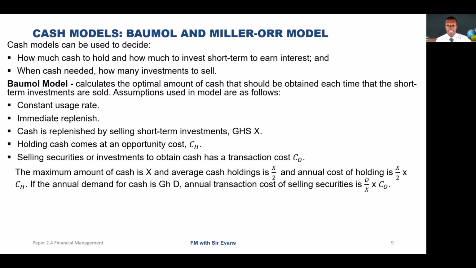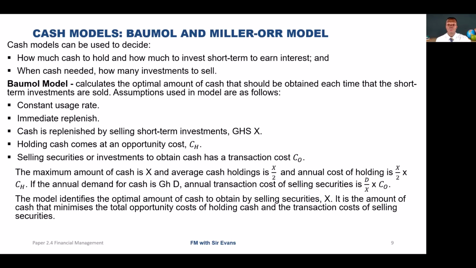So the model identifies the optimal amount of cash to obtain by selling securities. X is the amount of cash that minimizes the total opportunity cost of holding cash and the transaction cost of selling securities. The total of X over 2 times CH plus D over X times CO is minimized where X is equal to the square root of 2 CO D over CH.